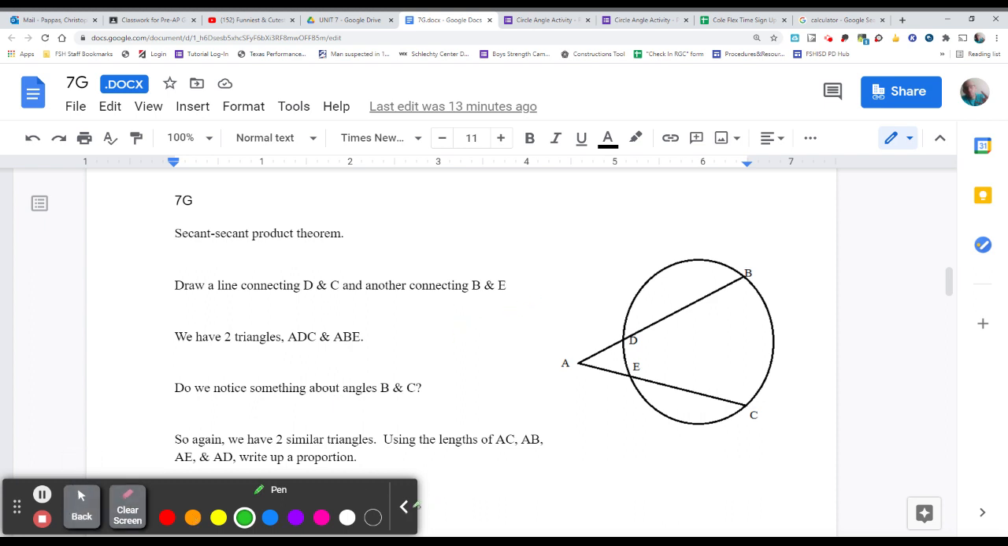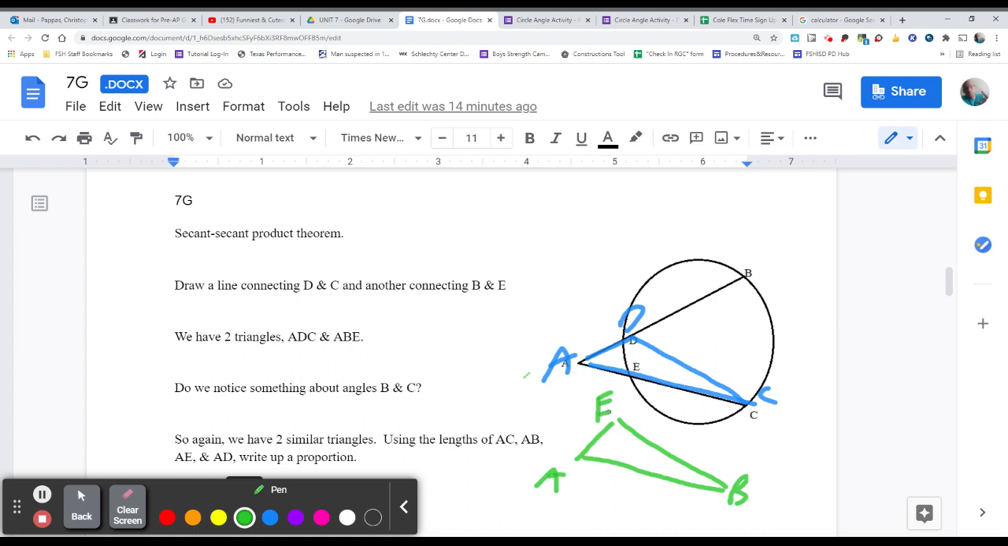All right. So I'm going to draw that down there just so we don't get confused. Oh, shucks. Didn't want to do that. No big deal. All right. So we have ADC, which is this triangle right here. And now we have ABE right there.